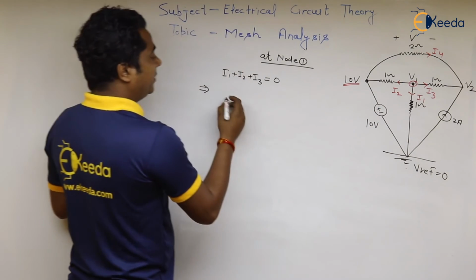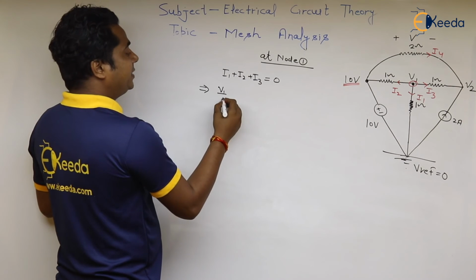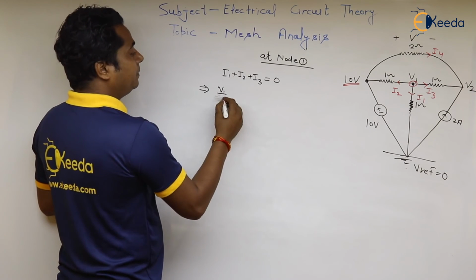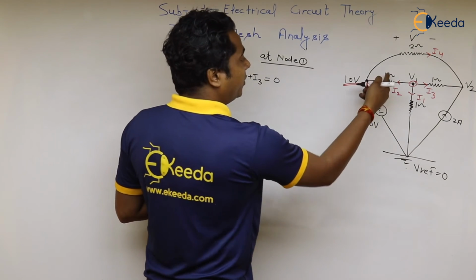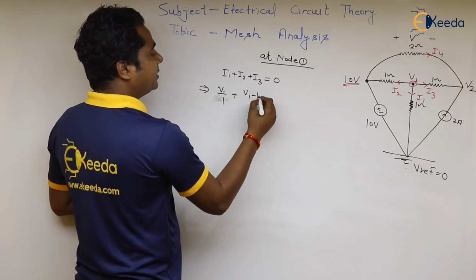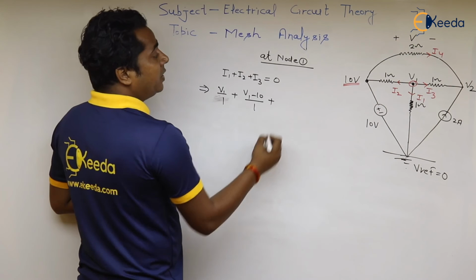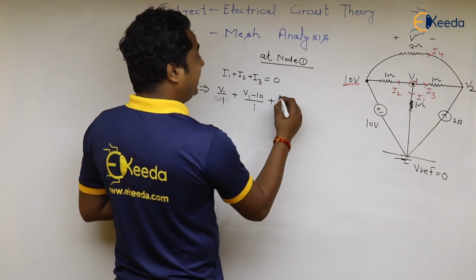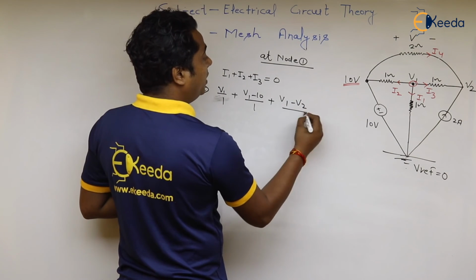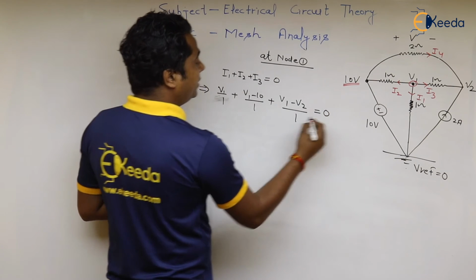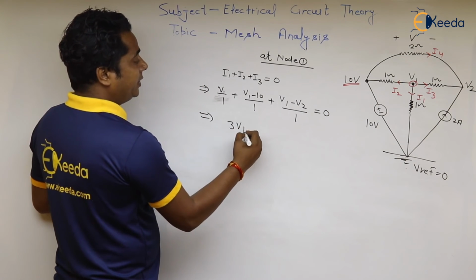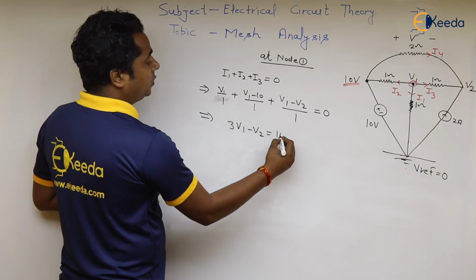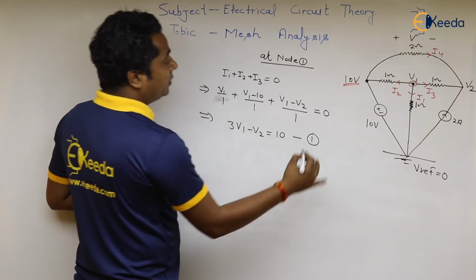I1 will be V1 minus 0 upon 1, plus the value of I2, which is V1 minus 10 upon 1, plus the value of I3, which is V1 minus V2 upon 1, and that will be equal to 0. So here we can see that 3V1 minus V2 is equal to 10. This is equation number 1.